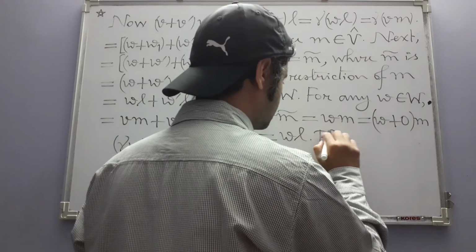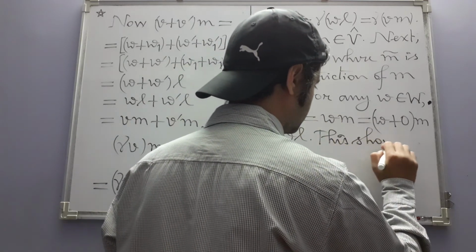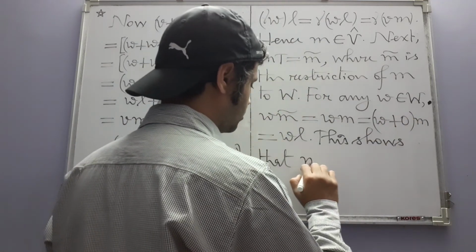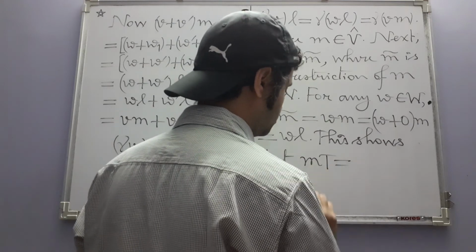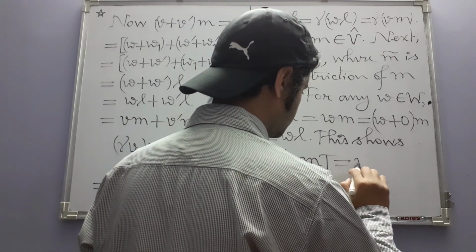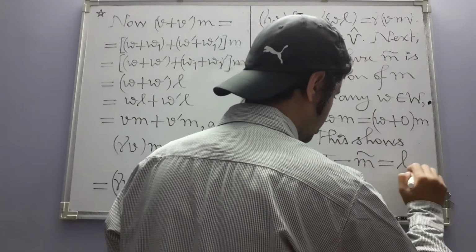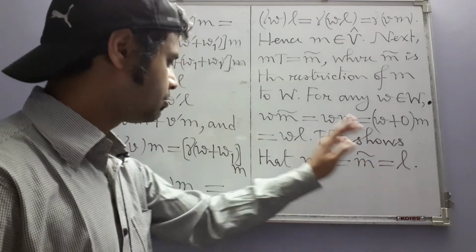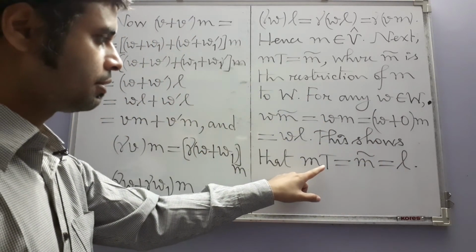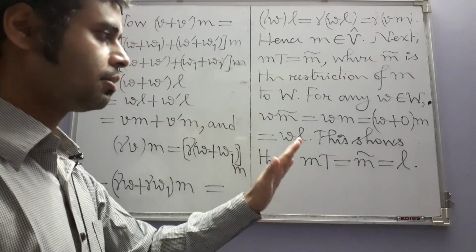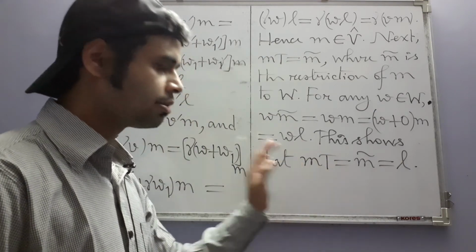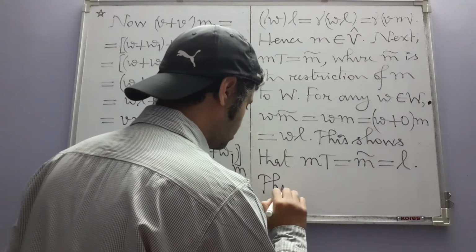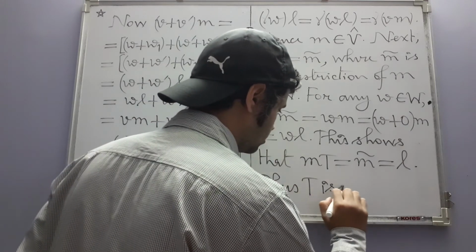This shows that MT, which is equal to M tilde, is actually equal to L, and this is what we were trying to find. L we chose to be any element in W hat, and we were trying to find an inverse image of L under the function T, and this is one such inverse image. Thus, T is onto.